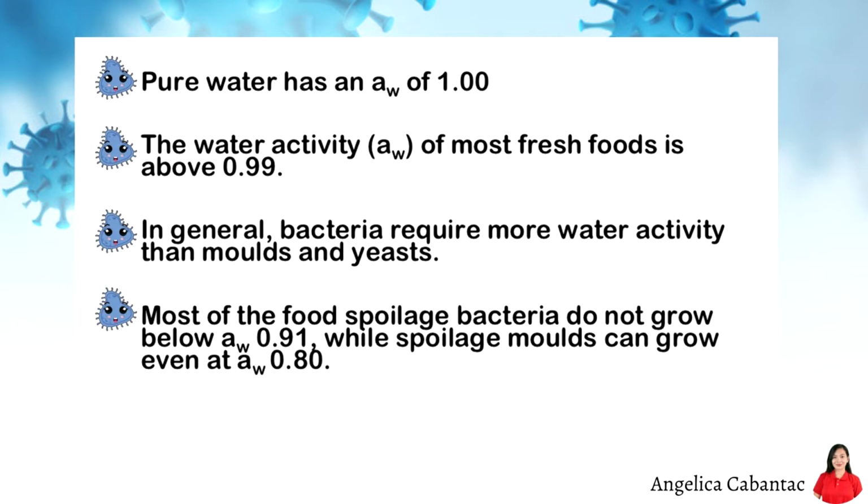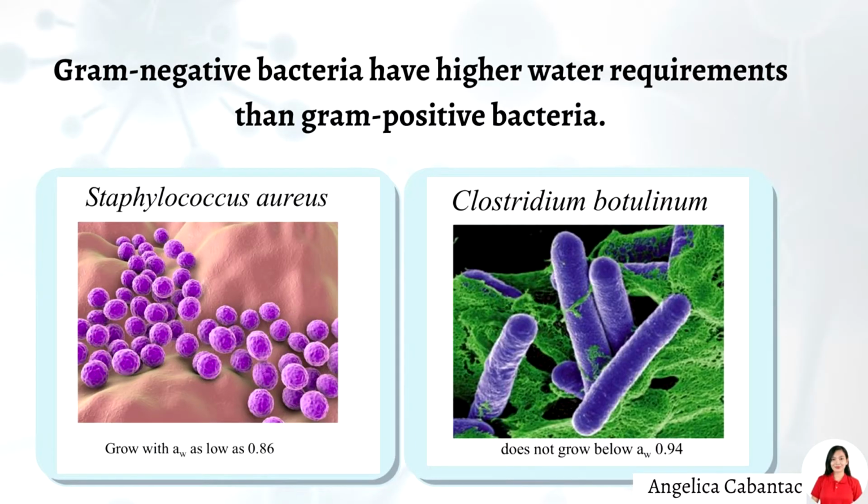Most food spoilage bacteria do not grow below 0.91, while spoilage molds can grow even at 0.80. You must remember this: gram-negative bacteria have higher water requirements than gram-positive bacteria. As you can see, Staphylococcus aureus, which is gram-positive, has a water activity of 0.86, while Clostridium botulinum, which is gram-negative, has a very high water activity of 0.94. So you should all remember this.